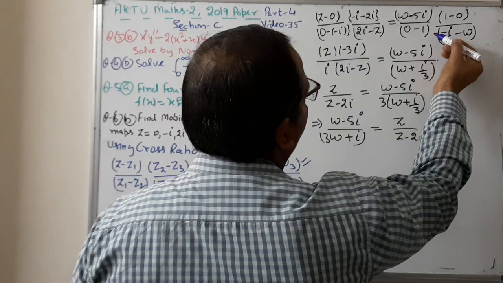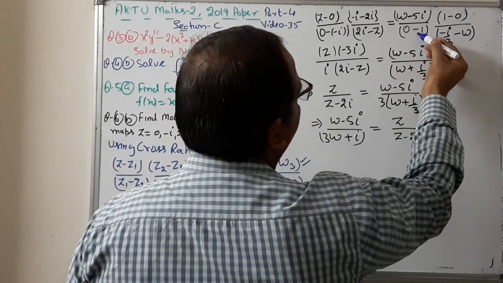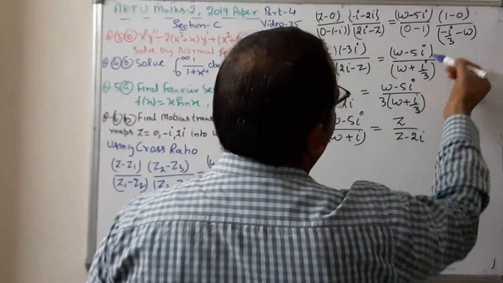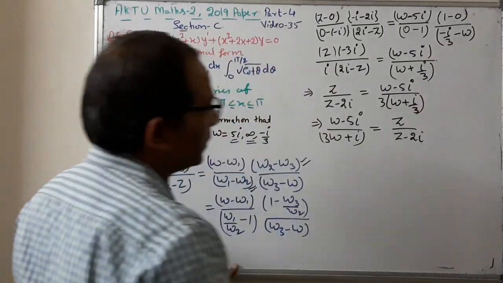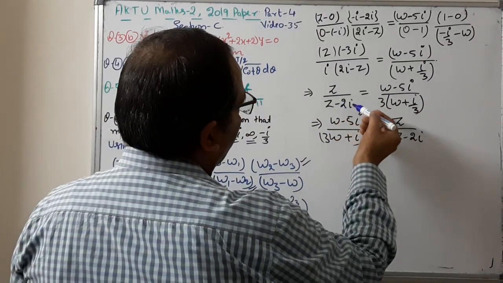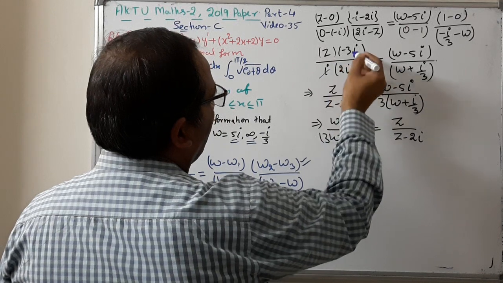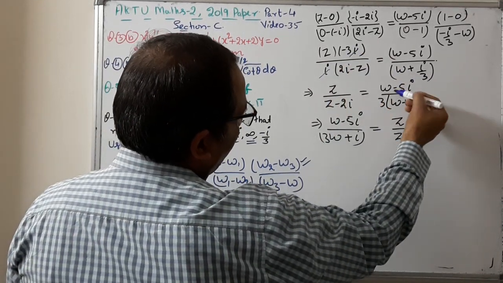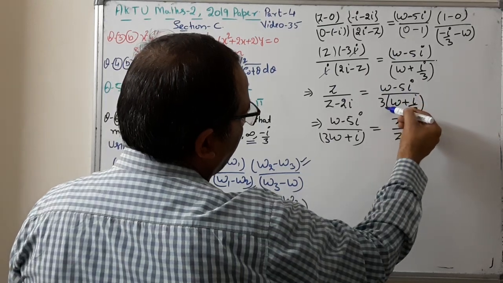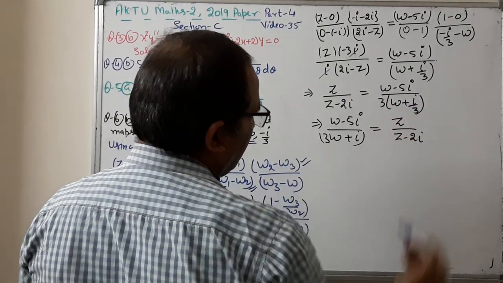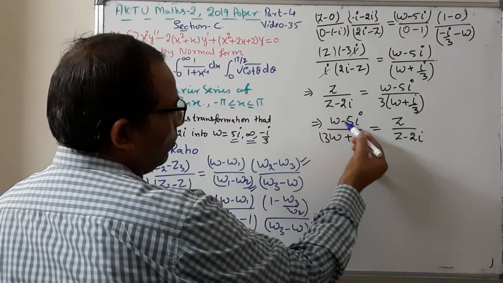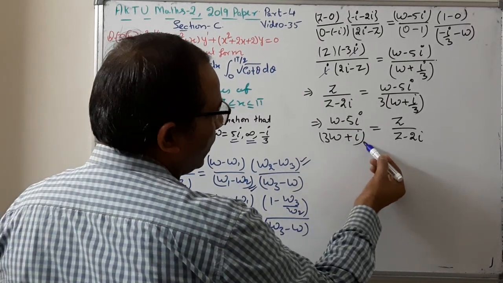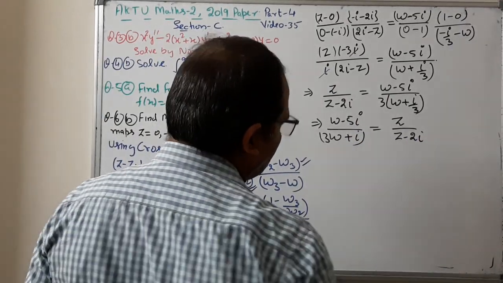Taking minus common from here, and multiplying minus 1 into this bracket, we get w plus i by 3. We write this z upon z minus 2i, this i and i cancel out, and this 3 comes here in the denominator. So we get w minus 5i upon 3 times of w plus i upon 3. We can write this w minus 5i upon 3w plus i equal to z upon z minus 2i.